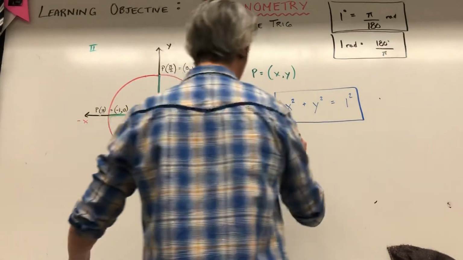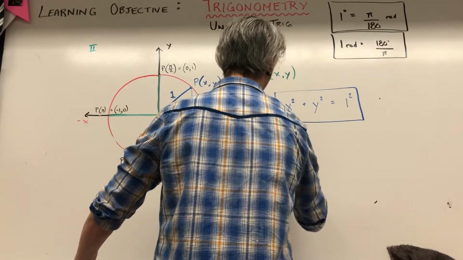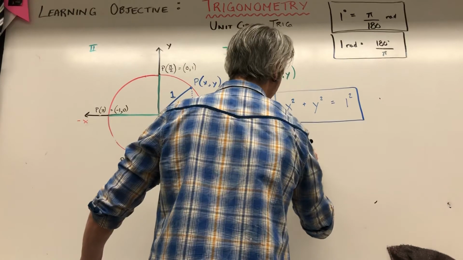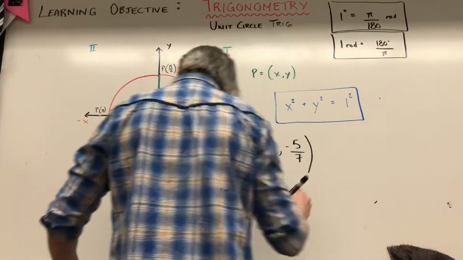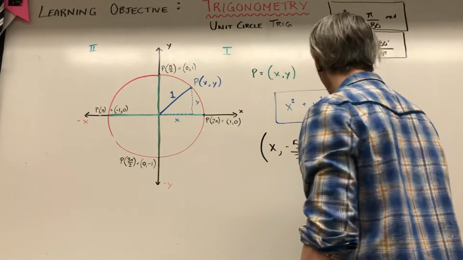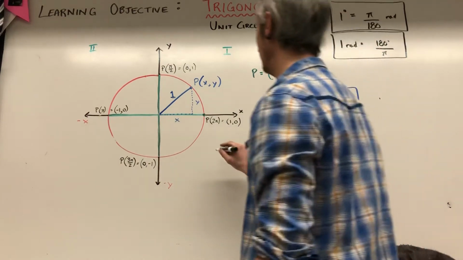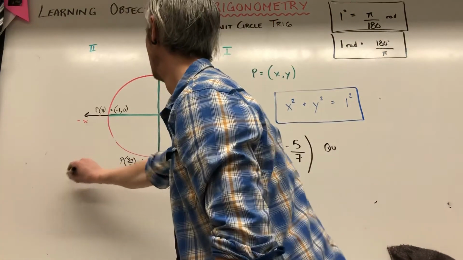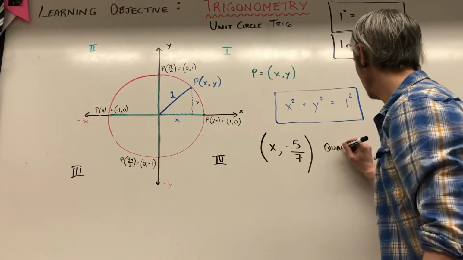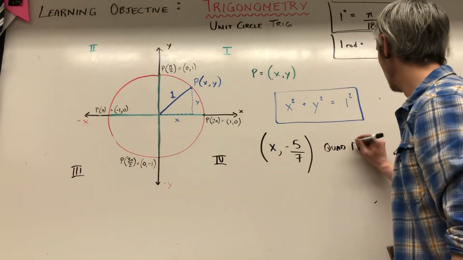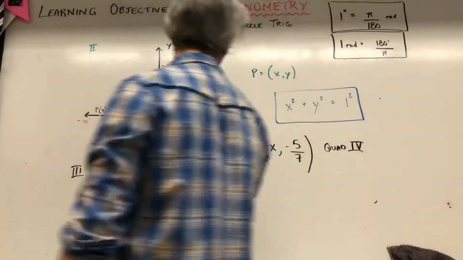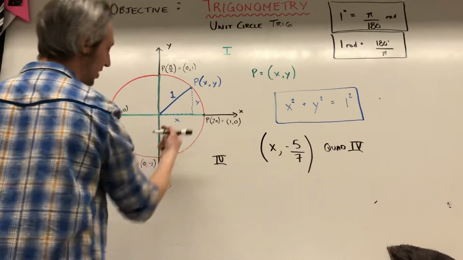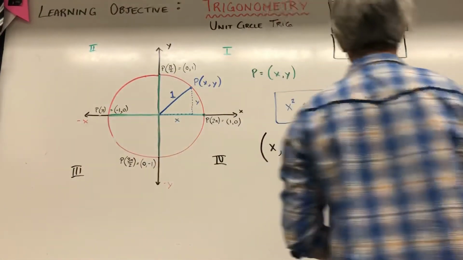Okay, we've got a coordinate with x unknown and negative 5 over 7 for y, and it tells me it's in quadrant 4. And quadrant 4 is right here. So quadrant 4 is positive x. It's negative y, but it's positive x. So now let's figure out what x is.